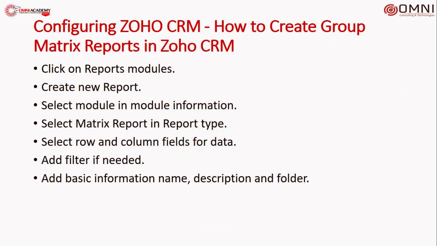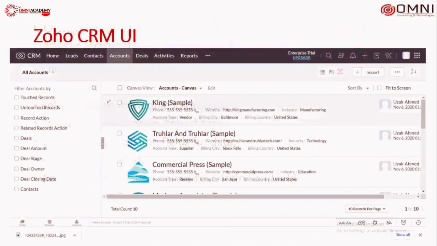Number one is click on reports module and then create your report. Select module and module information. Select matrix reporting report type. Select row and column fields for data. Add filter if needed. Add basic information, name, description, and folder.